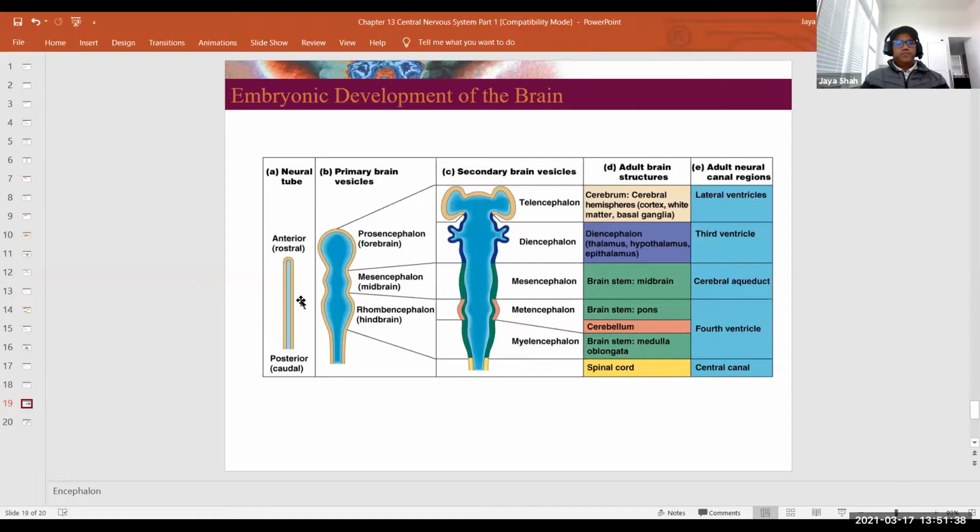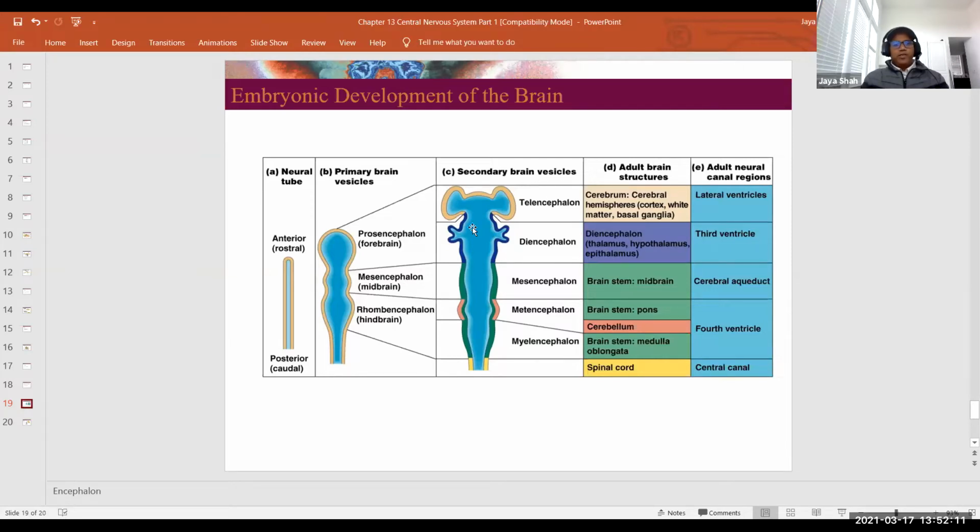This is ectoderm, which forms the neural tube. You see, the neural tube has an outer part, the cells, and in the center, you see the green area, blue area, that is the cavity filled with fluid. By the third week of gestation, this tube enlarges in the rostral part. The first enlargement is called prosencephalon, second is called mesencephalon, and third is called rhombencephalon. And that is the forebrain, midbrain, and hindbrain.